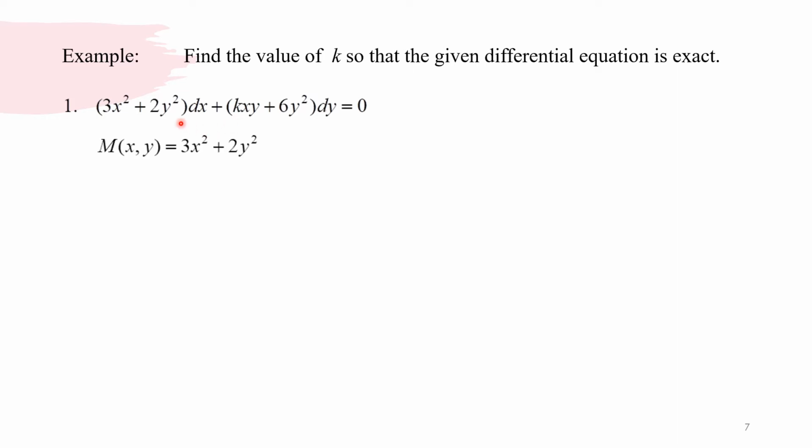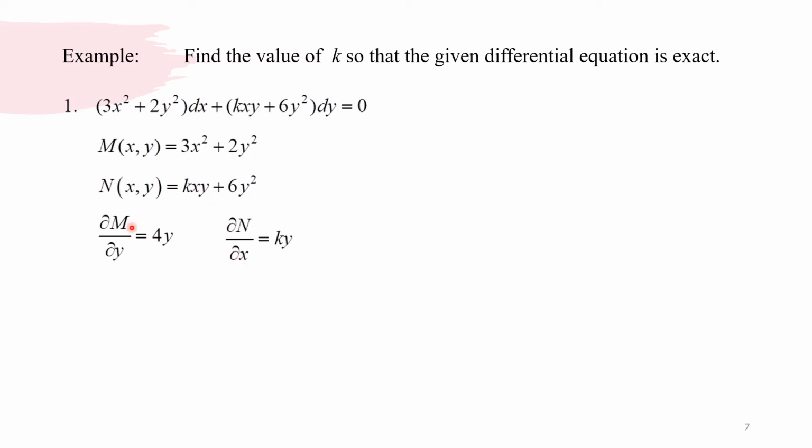Okay, the function M will be the function which is the coefficient for the differential dx. That means M is 3x squared plus 2y squared. And the function N is the coefficient for the differential dy. In this case, N of xy is kxy plus 6y squared. Now let us determine the del M del y as well as del N del x.